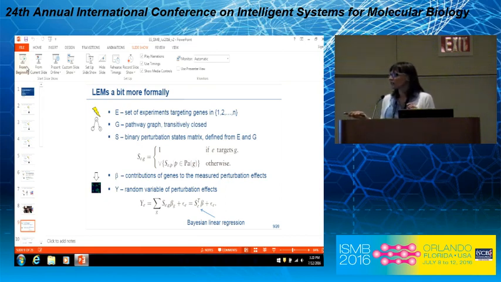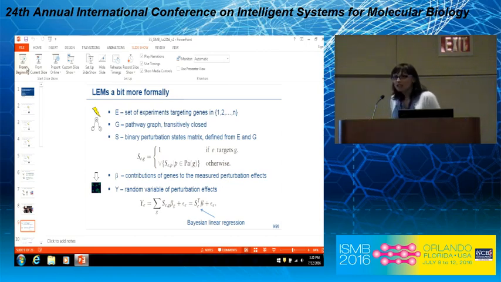We also have parameters, a vector of parameters beta, which stands for the contributions of the genes to the observed perturbation effects. And finally, we have y, which stands for the single observed variable of the perturbation effects. So now this linear assumption of the model is encoded here. We say that y_E, the measurement under experiment E, is given by the linear combination of the contributions of the genes weighted by their perturbation state, plus some Gaussian noise.